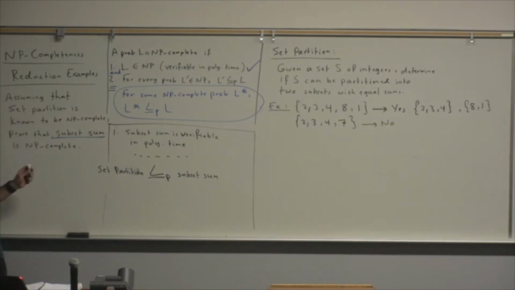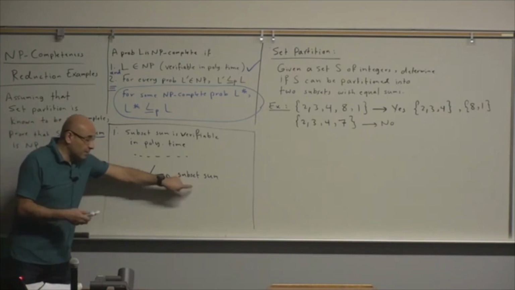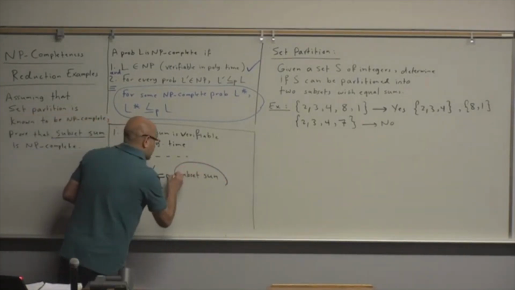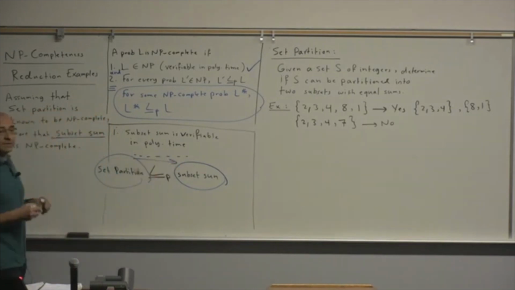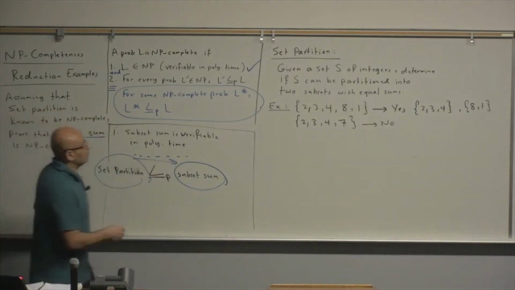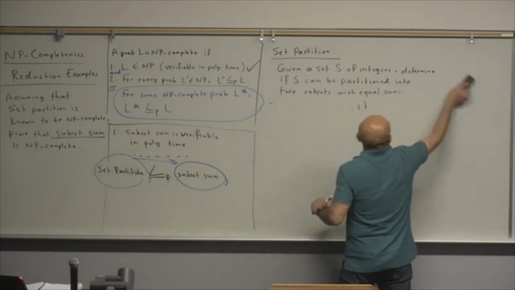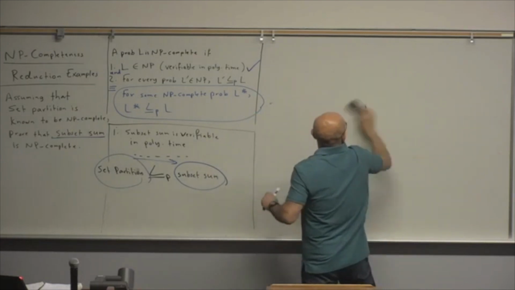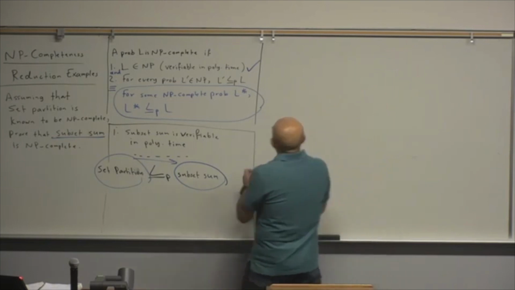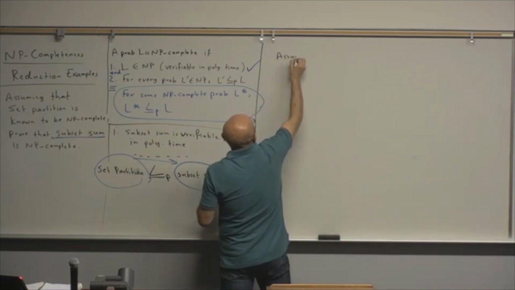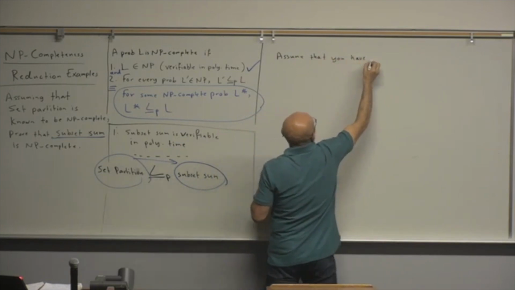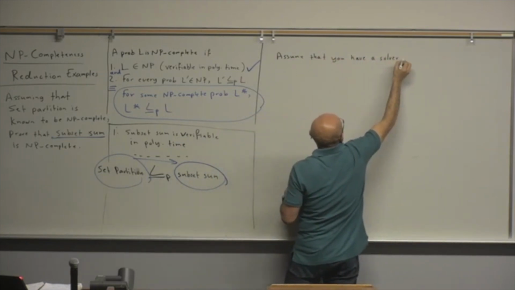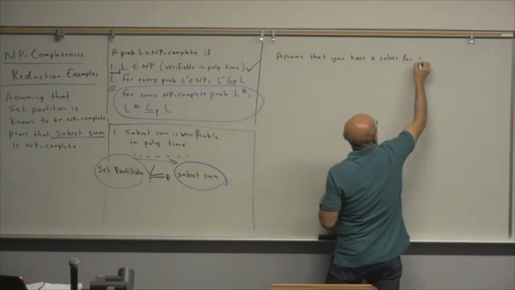Now I assume that I have a solver for this. I assume that I have a solver for this, and that any instance of set partition, I can reduce it to an instance of subset sum. So assume that you have a solver for subset sum.